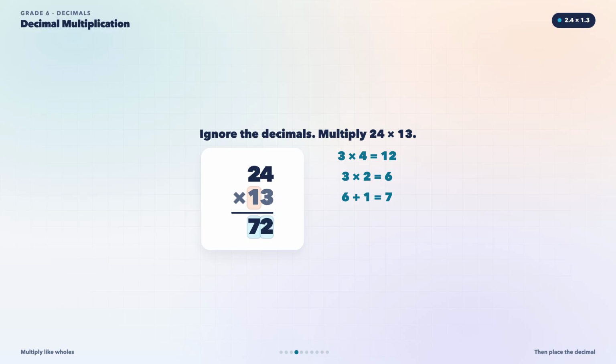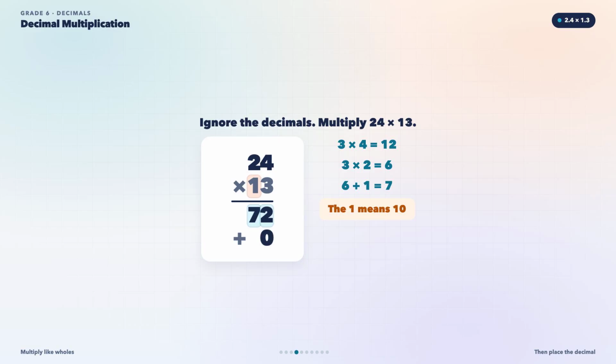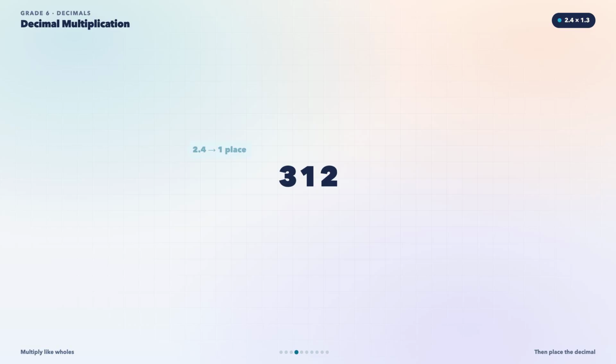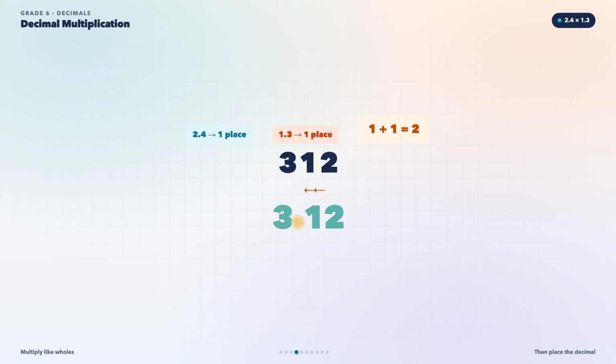Now we multiply by the 1 in the tens place. That one really means 10. So we write a 0 first to shift 1 place left. 1 times 4 equals 4. 1 times 2 equals 2. The second partial product is 240. Add them. 72 plus 240 equals 312. Remember, 1 decimal place in 2.4 and 1 decimal place in 1.3. Total, 2 decimal places. Start at the right of 312. Count 2 places. 3.12. So 2.4 times 1.3 equals 3.12.